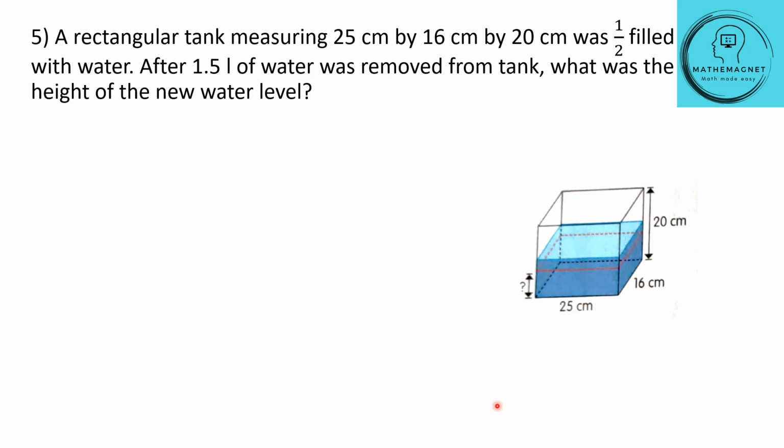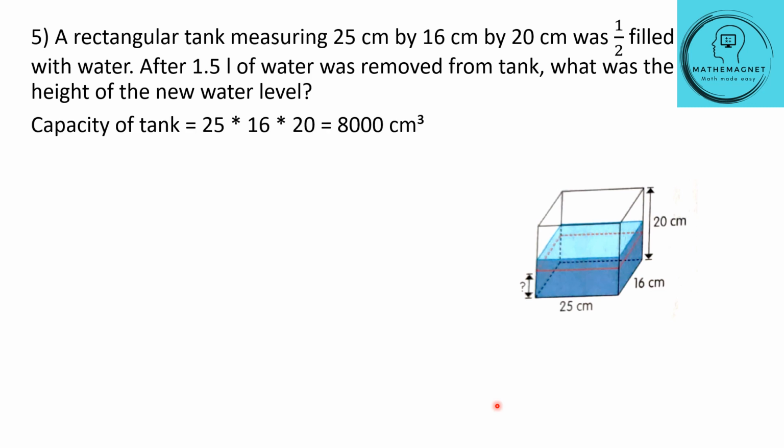Now to find what was the actual original water level, we need to first calculate the volume of the tank. That will give the full capacity. From that we can see what amount of water is half filling the tank. From that, after subtracting 1.5 liters, we can find the new height of the water level. So let's begin by solving. We'll find the capacity of the tank.